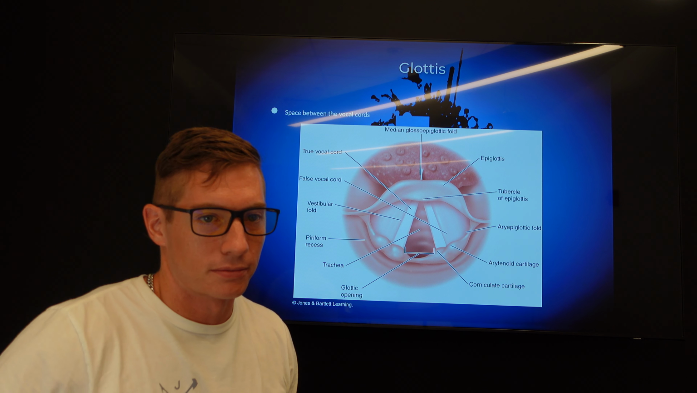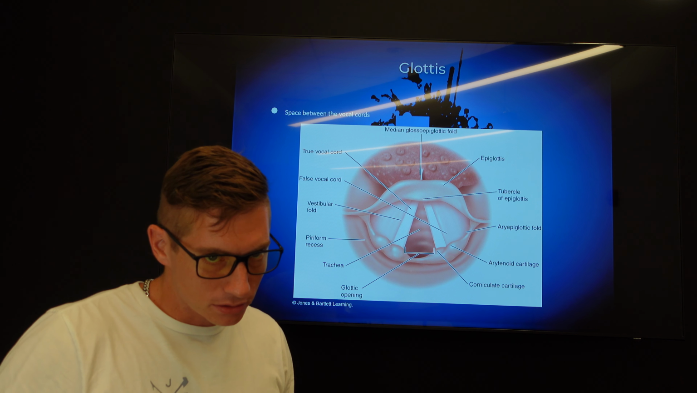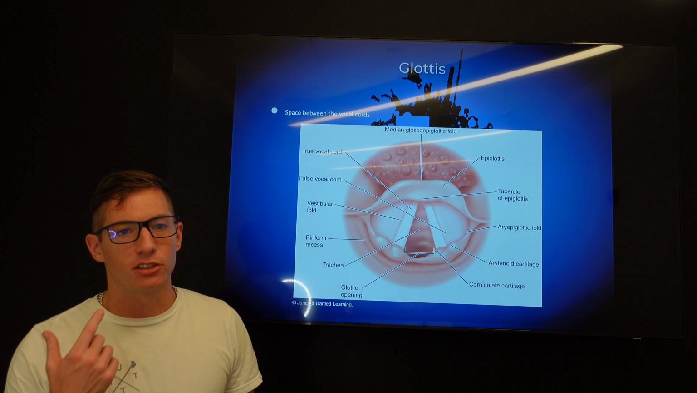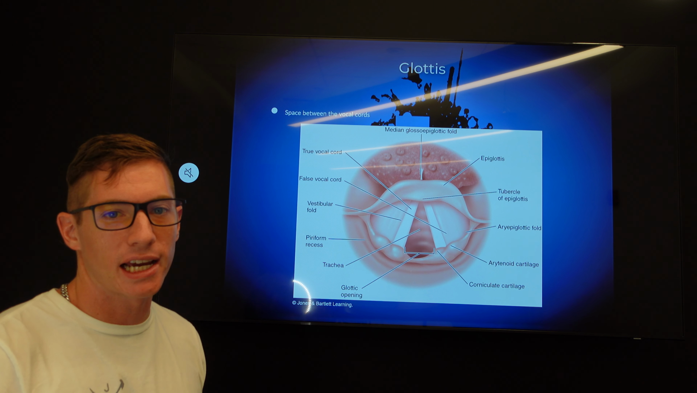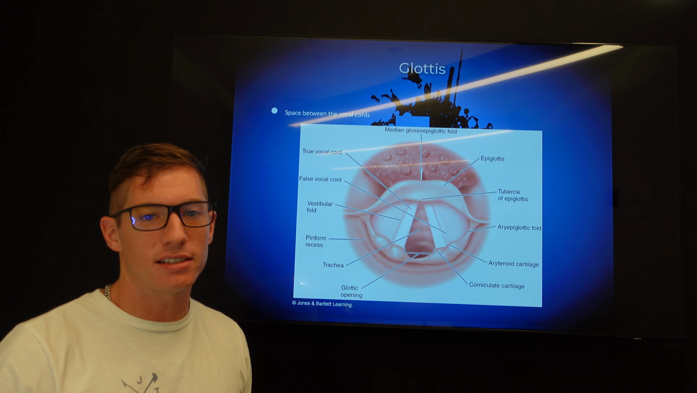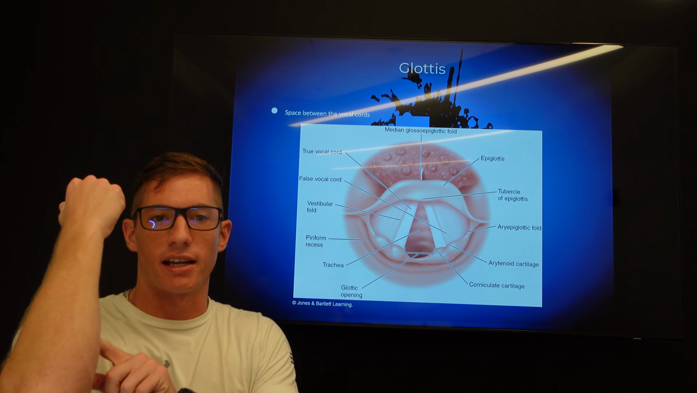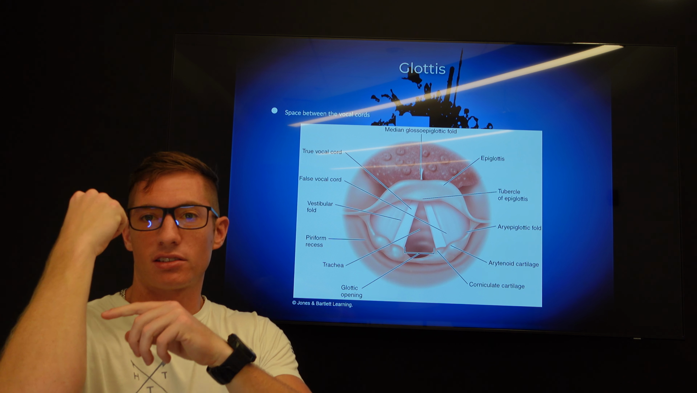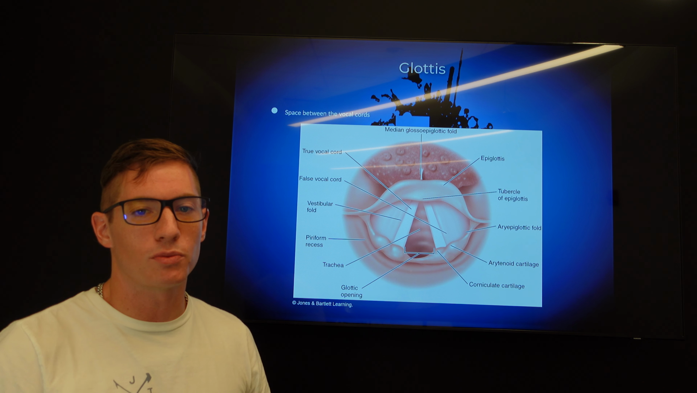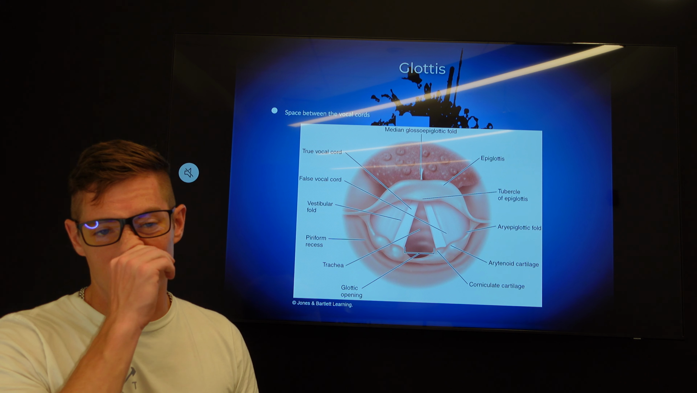Wow, look at this picture. So you have your glottis, the glottic opening. This is the narrowest portion of the adult airway. The vocal cords are located at the lateral borders of the glottis. The epiglottis is located at the superior border of the glottis. ET intubation requires visualizing the epiglottis, the glottis, and the vocal cords before inserting the ET tube.